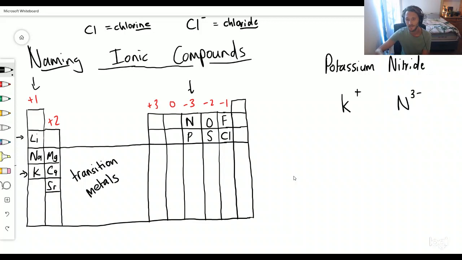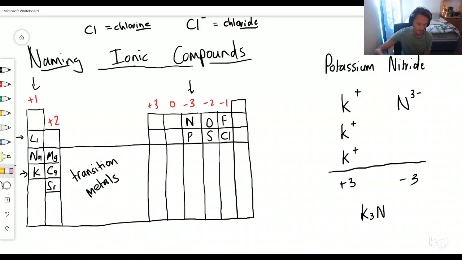Now how am I going to balance this? Well, I'm going to add two more atoms of potassium to give me a total of +3 on this side and -3 on this side. So my chemical formula for potassium nitride will be K3N. Making sense? Hope so.